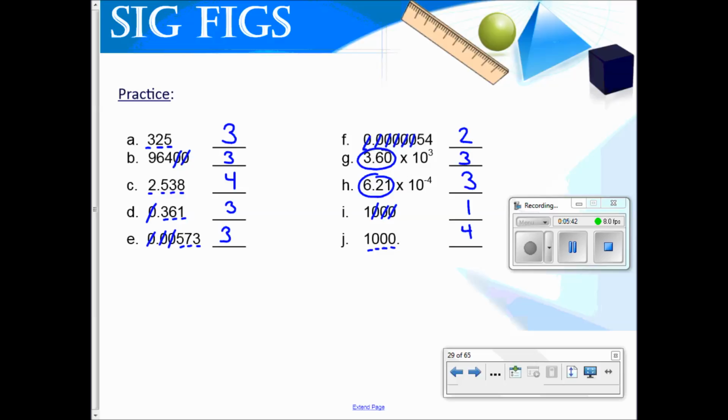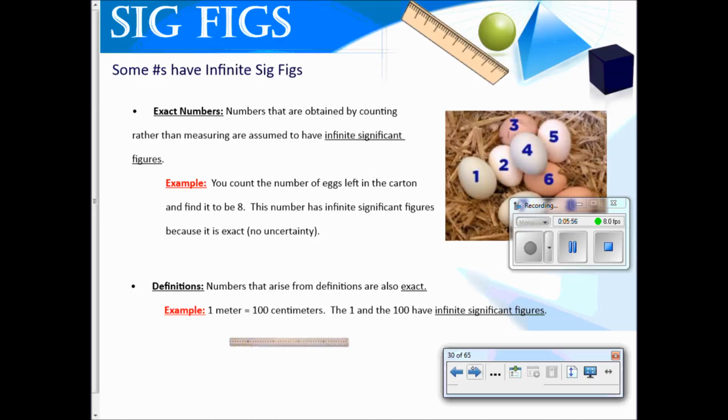It's 4. So for the zeros, a good thing to do would be to look to see whether there is a decimal. Okay. So pay attention to the decimals with the zeros. Some numbers have an infinite number of significant figures, so we won't necessarily put all the zeros that go with them. So an exact number, a counting number, in the example here, you count the number of eggs left in the carton to be 8.